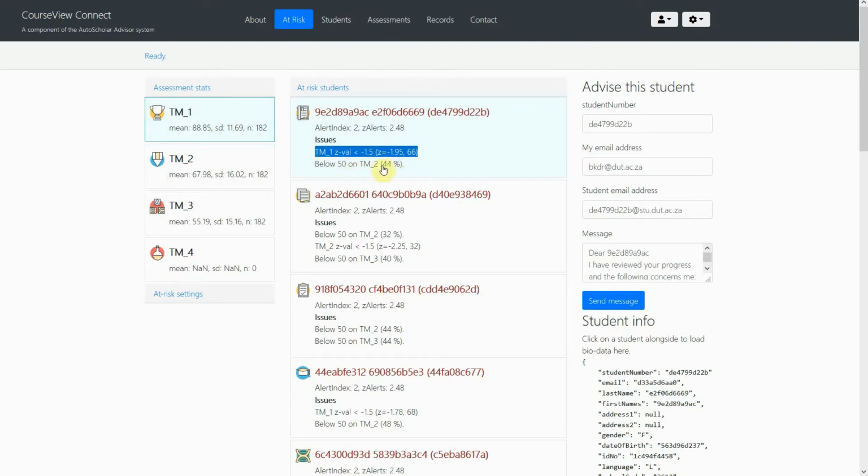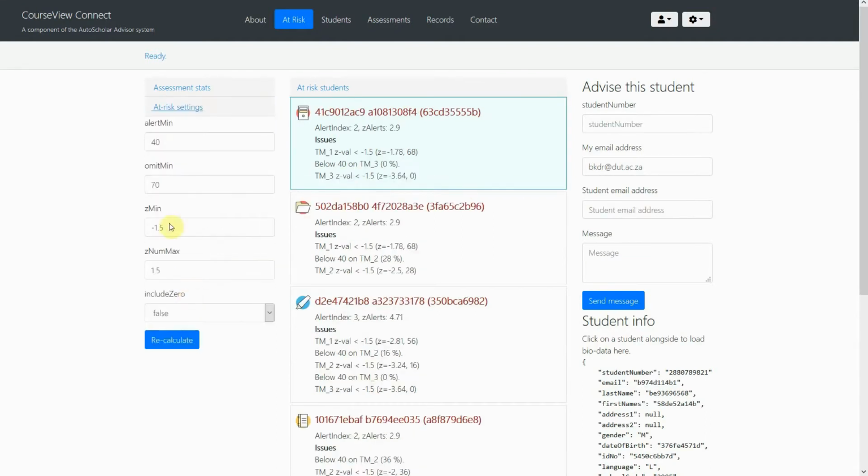The second alert is for test mark 2, where the student achieved a mark of only 44%. Since we also want to raise an alert when a mark is below 50%, whether or not it's unusually low, we count this as an alert. Such choices are debatable, but instead of trying to debate them, the user is free to change these criteria. So if you would like to adjust the at-risk settings to more stringent or softer criteria, you can do so under the at-risk settings shown here.